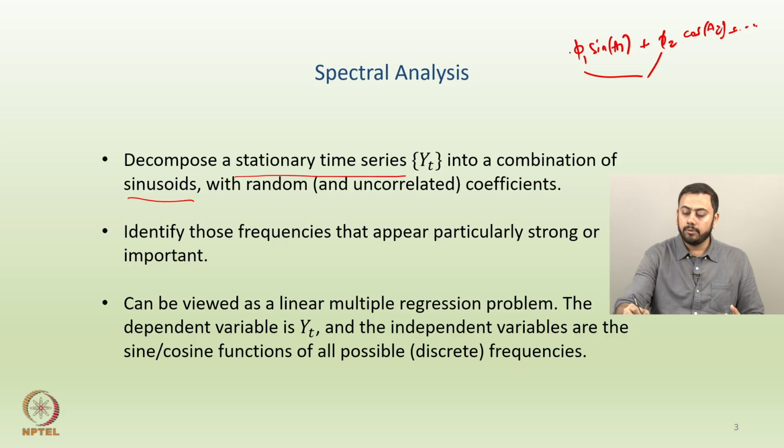Of course, this can be clearly viewed as a multiple regression problem, isn't it? The only thing is, you have a bunch of independent variables which are nothing but sinusoids, and on the left hand side you have the actual time series. So yt equals that. And why exactly? Because we are trying to compare the structure underlying yt with a bunch of sinusoids like that. Okay. So the last thing is, one can view spectral analysis as nothing but a linear multiple regression problem. The dependent variable is yt, as we discussed so far, and the independent variables are the sine and cosine functions of all possible, rather discrete, frequencies. Okay. So sine has frequency a1, cosine has frequency a2, etc. Make sense hopefully so far?